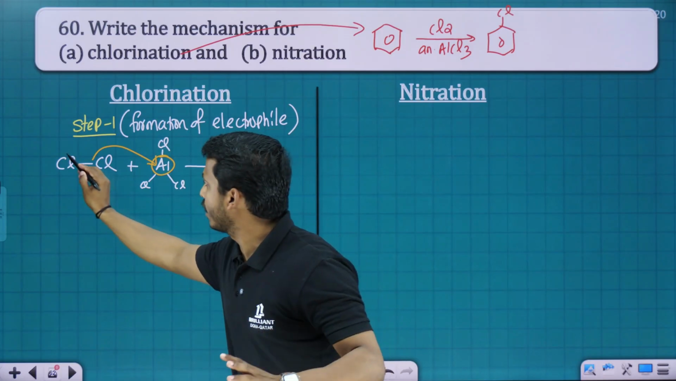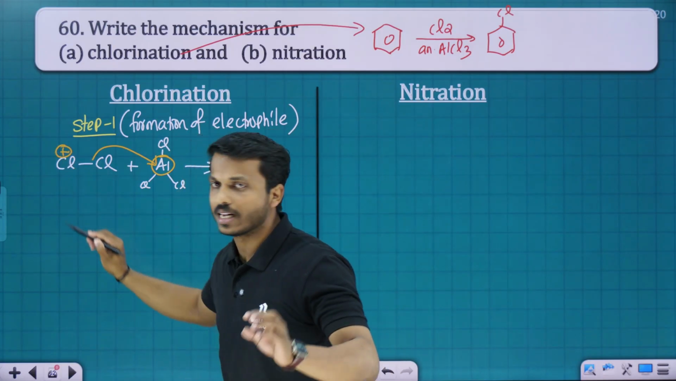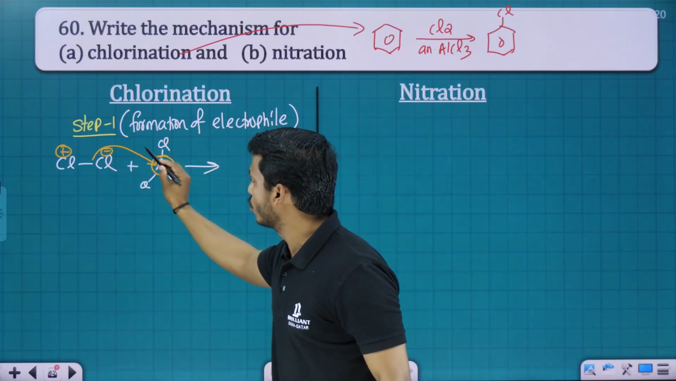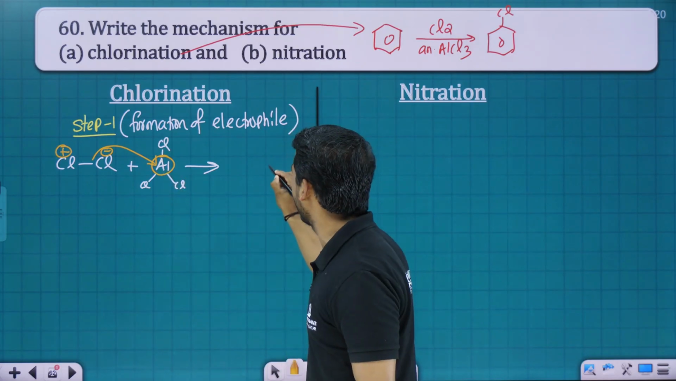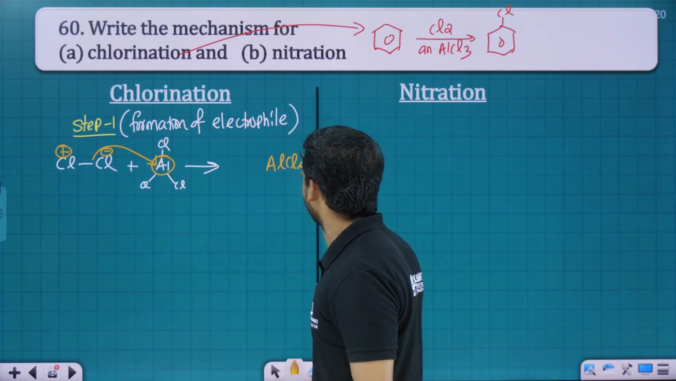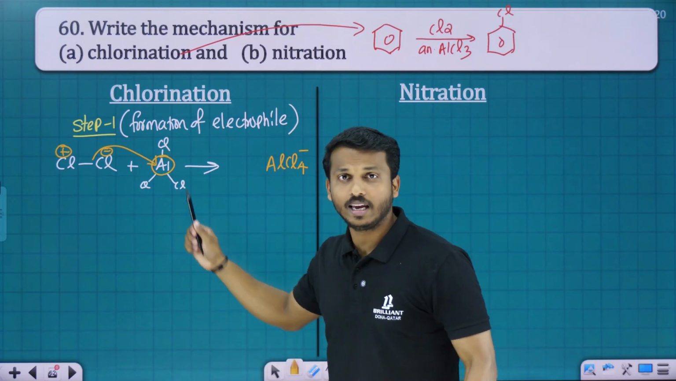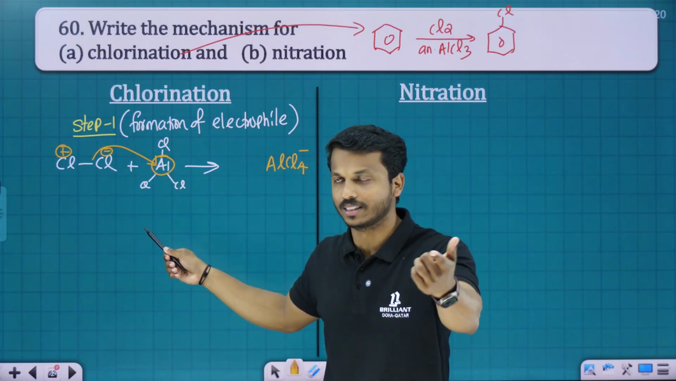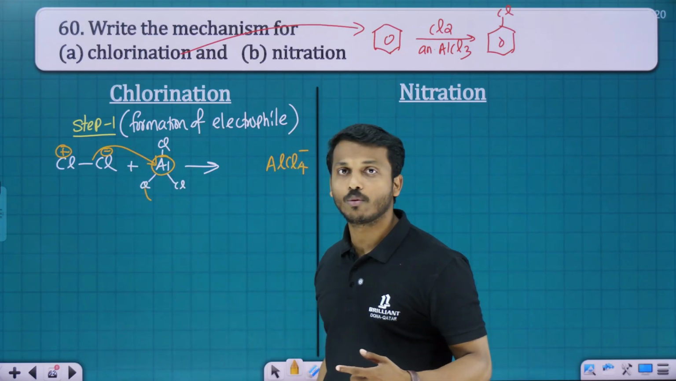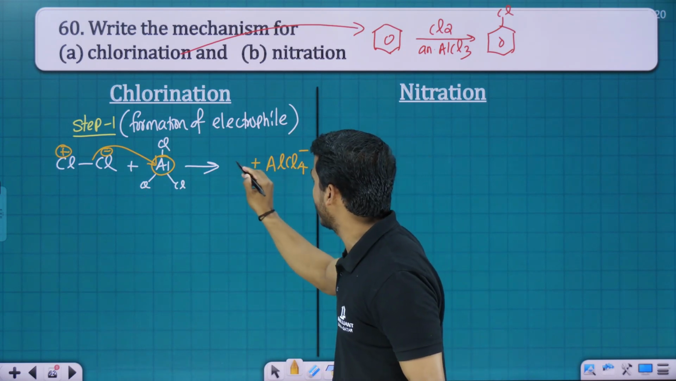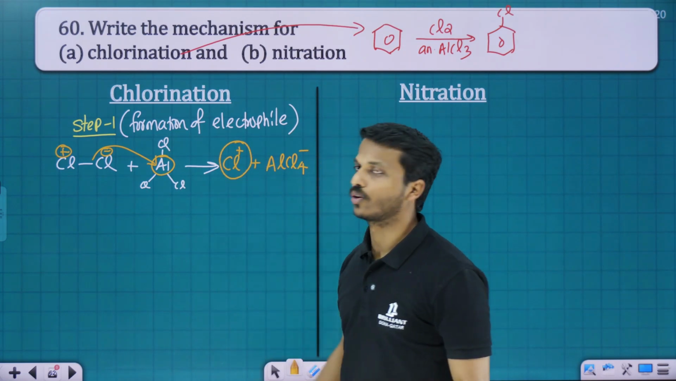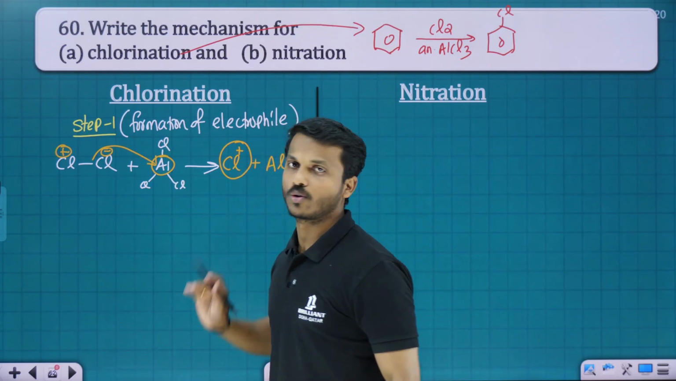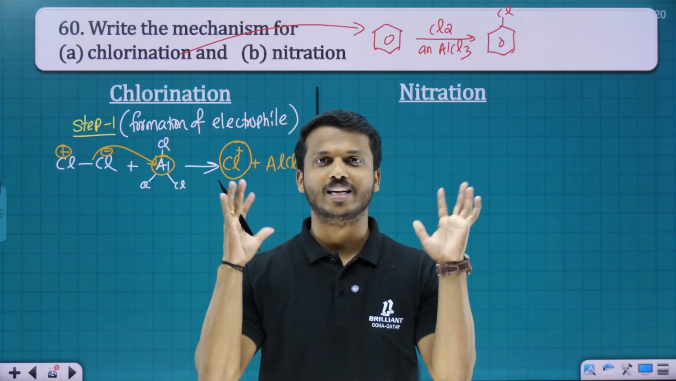One Cl remains as Cl plus and the other Cl remains as Cl minus. The Cl minus goes to aluminium. So what do you get overall? AlCl4 minus. AlCl3 is an electron deficient compound, so it takes one of the Cl as Cl minus. AlCl3 plus Cl minus gives AlCl4 minus. What is the other one? Cl plus. This is our electrophile. What is the electrophile's charge, my dear? Plus. So this is our first step, electrophile generated.